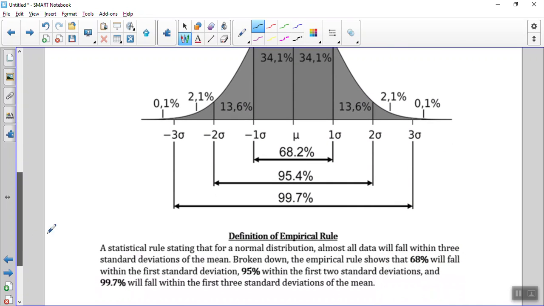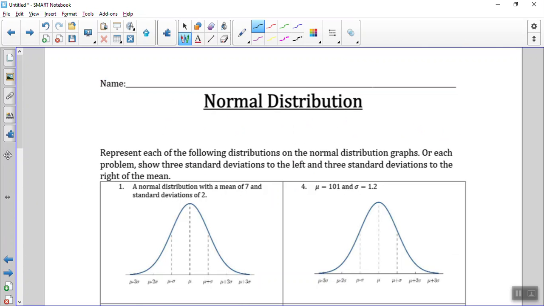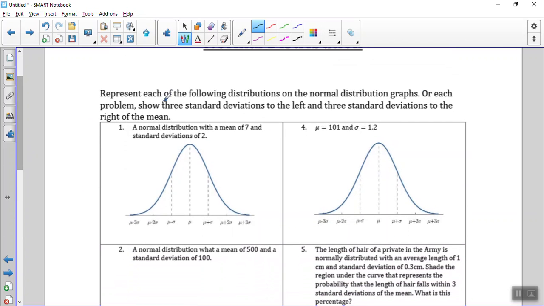And then the empirical rule. This rule is important and you need to know these numbers. If you're 1 standard deviation from the mean, it's 68%. 2 standard deviations from the mean is 95%. And 3 standard deviations from the mean is 99.7%. So we're going to practice how we label.